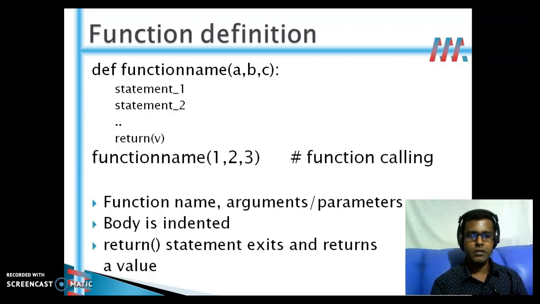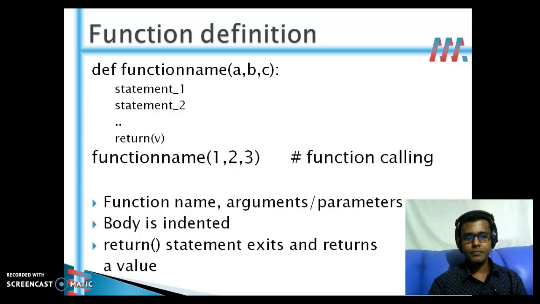Statement 1, 2, 3, up to n statements. At the end of the function you have a return statement which returns some value, or you can return a null value, that is, you need not return any value, you can just write return with empty brackets. After defining the function, I call it with the function name, passing the arguments within brackets, that is function name of 1, 2, 3. These are the three values that I pass to the variables a, b, c.